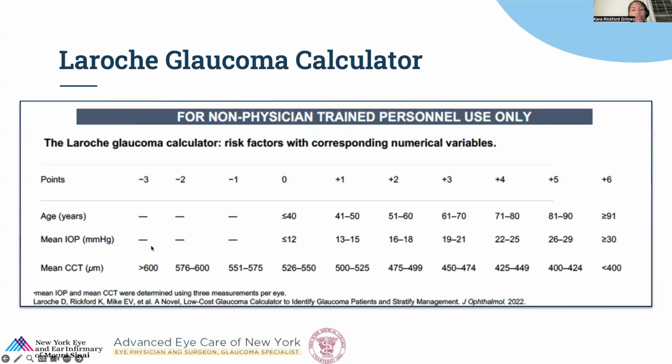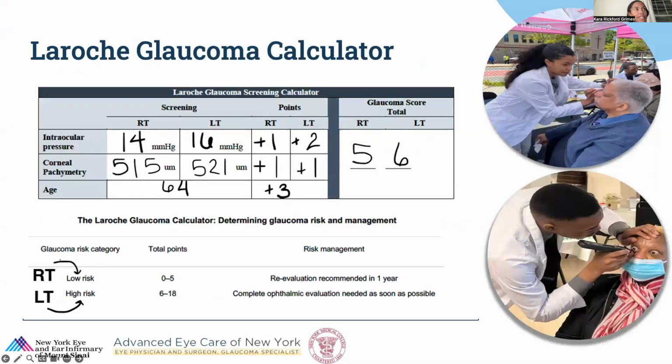Shown here are each of the 3 risk factors, as well as their corresponding numerical values from -3 to +6. For example, if we had a 64-year-old patient, they would be assigned a numerical value for age of +3. This is exactly what we see here in this sample patient. If we take a look at the points assigned to the patient's right eye of 1, 1, and 3, these total 5, which tell us that the patient's right eye is low risk, as opposed to their left eye, which is 6 and considered high risk.